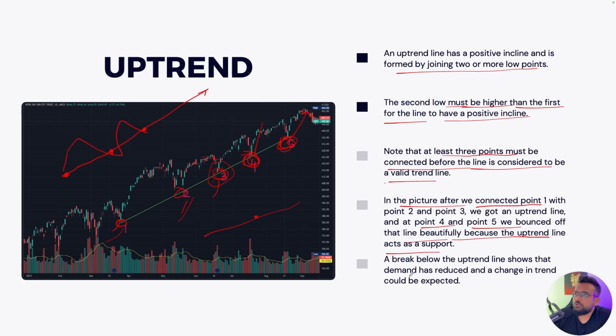A break above the downtrend line shows that the supply has reduced and a change in trend could be expected. If it breaks like this, it can go higher. You got what I'm saying?